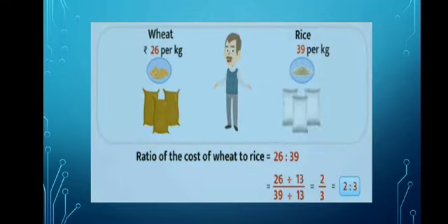1 kg of wheat costs 26 rupees and 1 kg of rice costs 39 rupees. We have to find the ratio of the cost of wheat to rice. The answer: the ratio of the cost of wheat to rice is equal to 26 is to 39, which gives 26 divided by 13 over 39 divided by 13. We will get 2 by 3. So the ratio is 2 is to 3. Now we can move to the next problem.